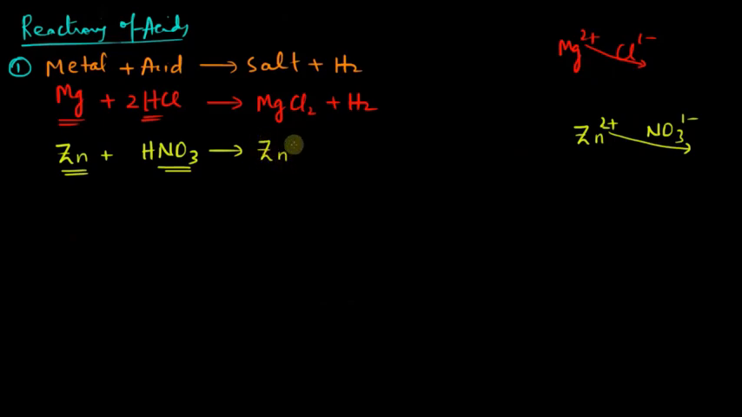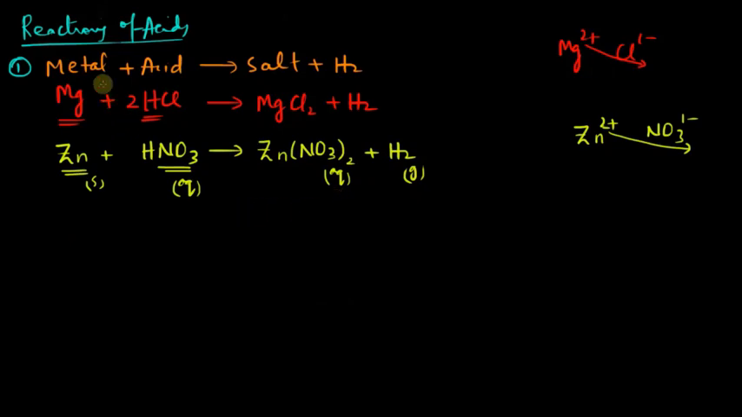It will be zinc, and we'll use a bracket over here and then nitrate NO3, and it's twice over here, along with the hydrogen gas that is produced. So we get zinc nitrate plus hydrogen gas. Okay, what are the state symbols? Zinc is a metal, and metals are in the solid state, while acid we take in the aqueous state. Zinc nitrate is a soluble salt, so it will be aqueous, and hydrogen will be a gas.